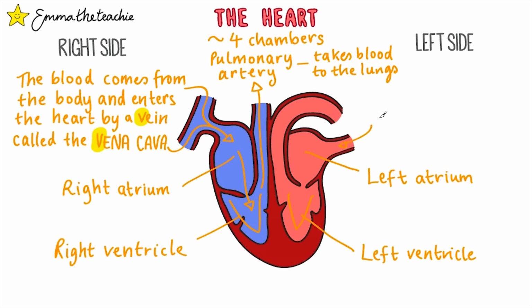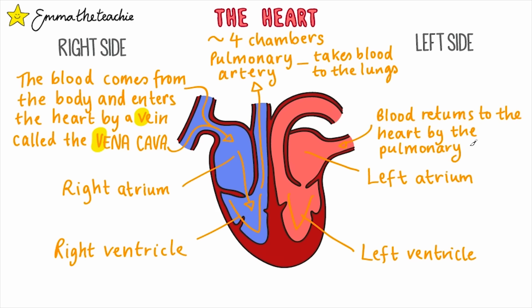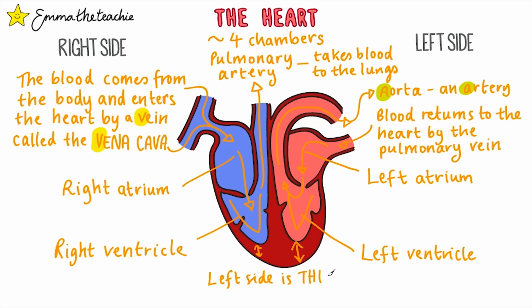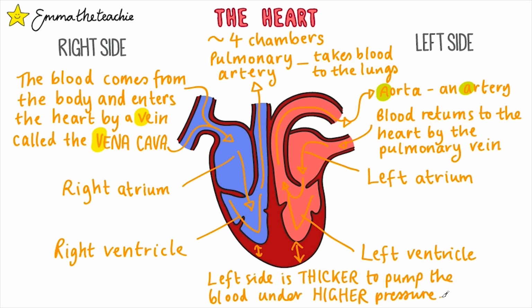Gas exchange takes place there, and the oxygenated blood returns to the heart by the pulmonary vein. Pulmonary just means that it's relating to the lungs. The blood then travels down through the left atrium and the left ventricle before getting pumped out of the heart and through the aorta. The aorta is a major artery and it takes the blood to the rest of the body. One way to remember this blood vessel is that it's A for artery and A for aorta. Now down here you'll notice that the left side of the heart has got thicker muscle tissue than the right side. This allows it to pump the blood under a higher pressure to make sure that it gets to all the parts of the body that it needs to.